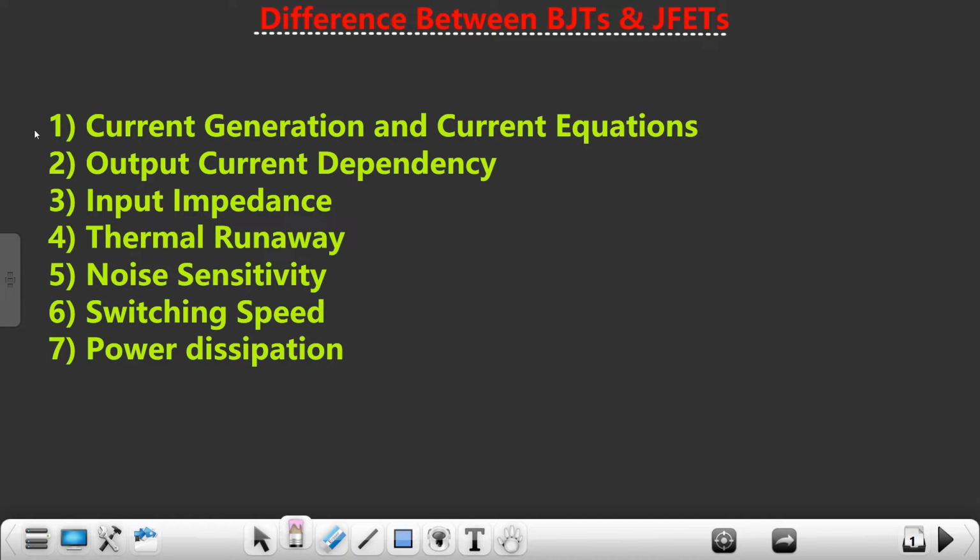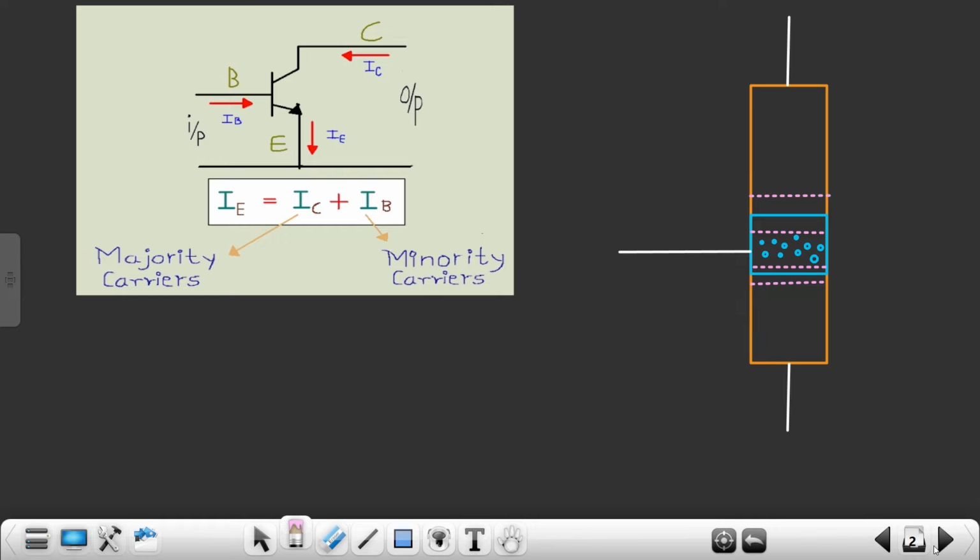We are going to see the key differences between BJTs and JFETs, and these are the key differences: current generation and current equations, output current dependency, input impedance, thermal runaway, then noise sensitivity, switching speed, and at the end we will see the power dissipation. So these are the 7 points on which we are going to focus. Starting with the very first point, that is current generation and the current equation.